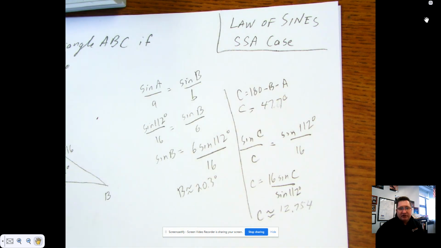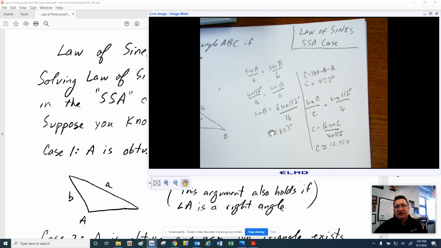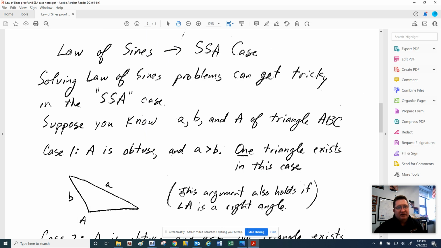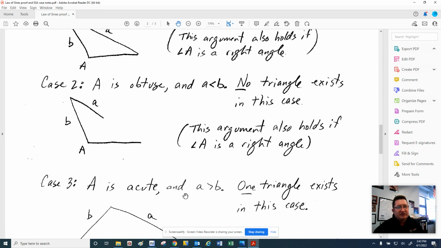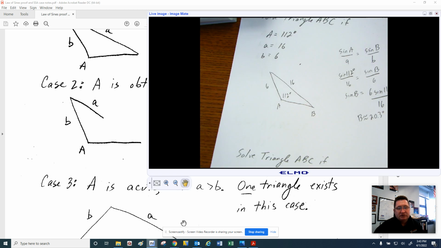Okay, let's move on to another case of the side angle stuff. In case 2, suppose you're given that angle A is obtuse, but you're told that A is less than B. This one might even be easier than the last one. As you can see from the picture, if you know that angle A is obtuse, and they told you that some side B is bigger than some side A, then there's just no way to make a triangle like that.